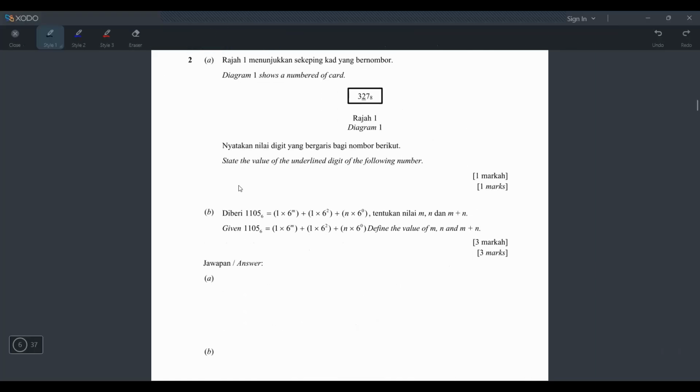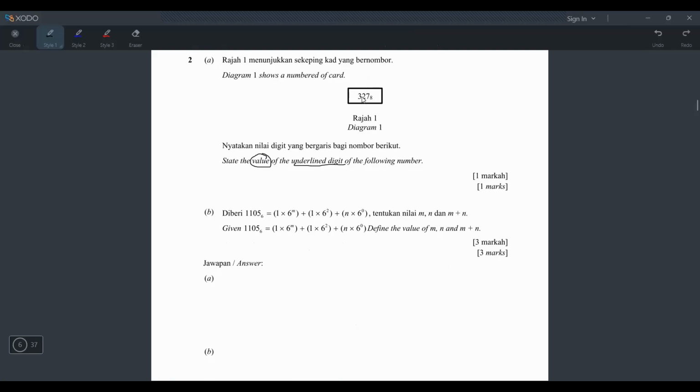Okay, let's keep on going. Question number 2. Diagram 1 shows a numbered cut. So we have 3, 2, 7, but it's base 8, and they underline the digit 2 here. So let's see what they want. State the value of the underlined digit of the following number.